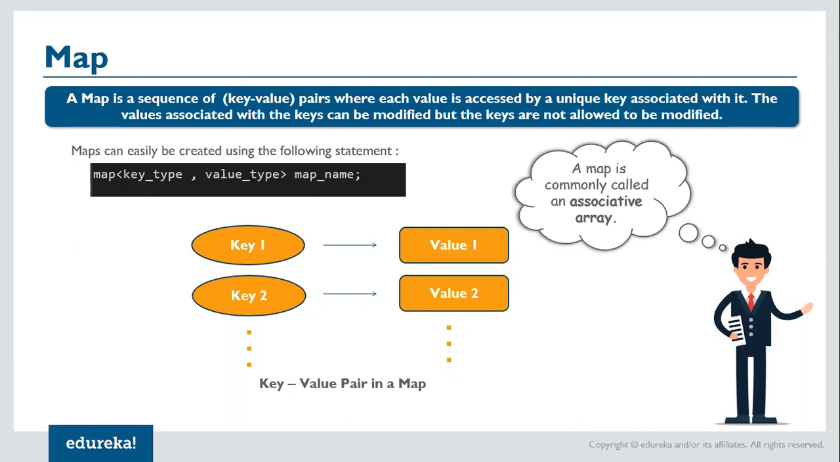So let us now look at map. Now map is a sequence of key value pairs where each value is accessed by the unique key associated with it. The value associated with a key can be modified, but the keys are not allowed to be modified.